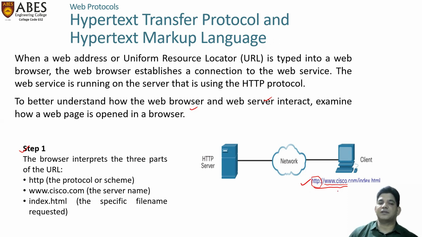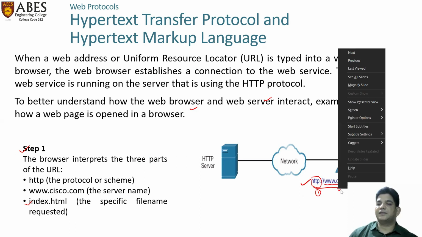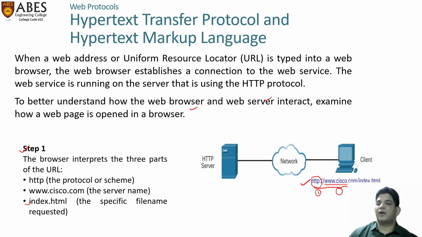That is index.html. So there is a specific file name that is requested from the server. So these three parts are: the first is your protocol, the second is the server name, and the third is the object which you want to access from the website.